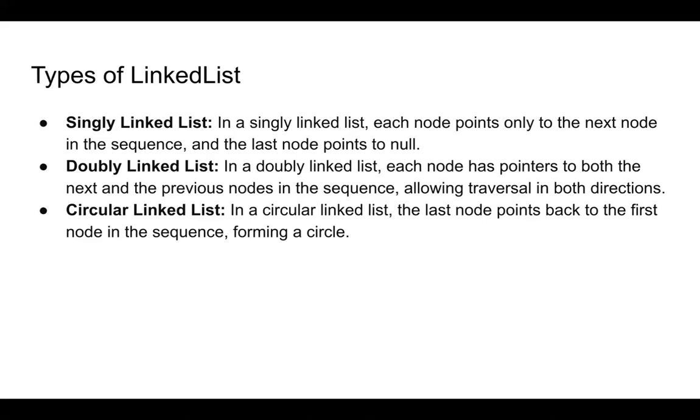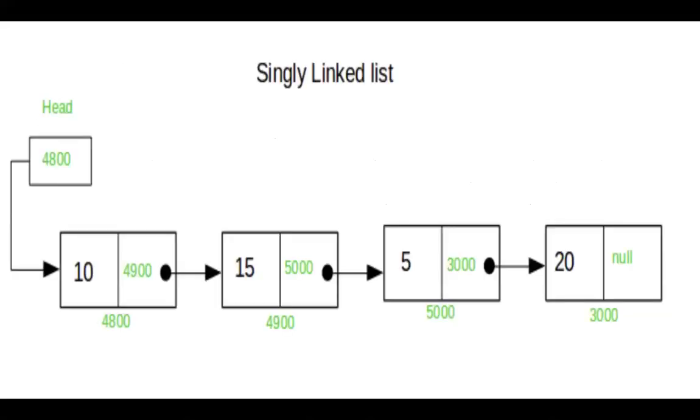Let's take a look at some images. For a singly linked list, this would ideally be an example like we've seen earlier. So this is the head, and the location for this is 4800. The head is pointing towards the value 10.